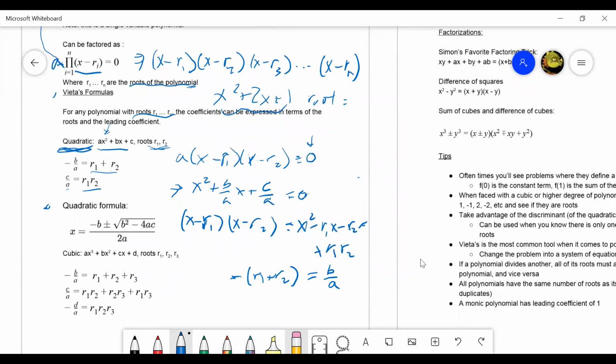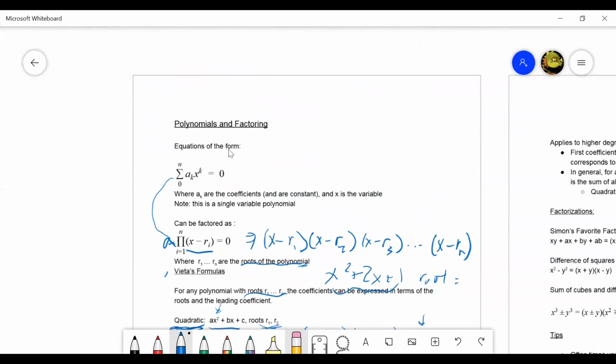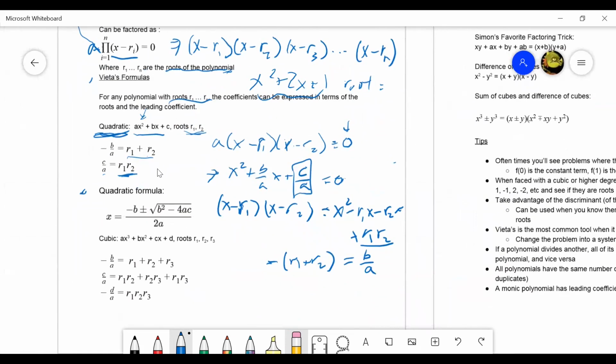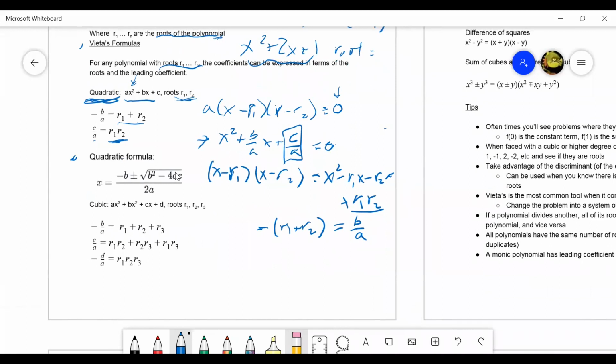Similarly, r1 r2 is a constant term on the right side, and c over a is a constant term on the left side, so they must be equal. This is why the second part of the formula is true. So Vieta's formulas really are derived from expanding the polynomial as a product of x minus its roots. Once you know or memorize them, you'll see that this comes in handy very often.